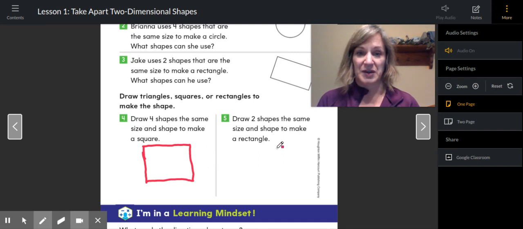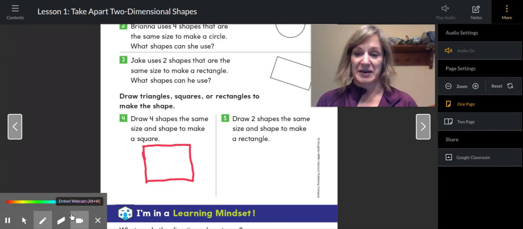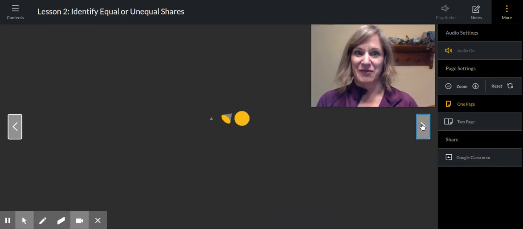Over here, draw 2 shapes the same size and shape to make a rectangle. And we've done that quite a bit. So you should be able to figure that one out. 2 shapes to make a rectangle. All right, we're going to keep moving because we're doing 2 lessons a day, remember?